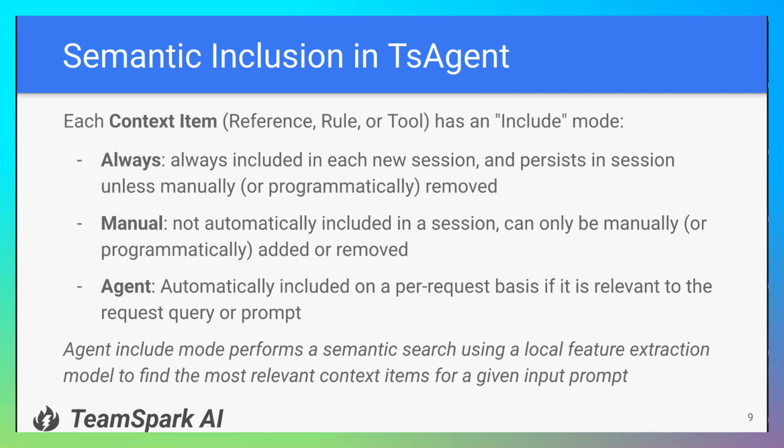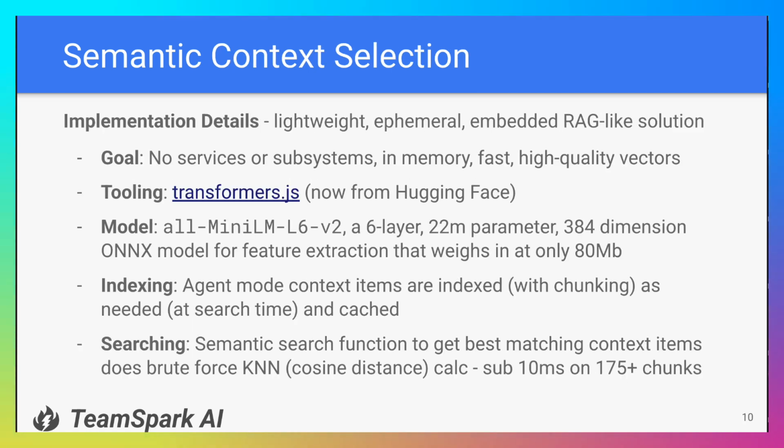So depending on what you ask the model to do, the agent is going to go out and do a RAG-like solution to review the context items and pull in only those that are the most relevant. And this applies not just to tools like those previous solutions, but to everything, to rules and references as well.